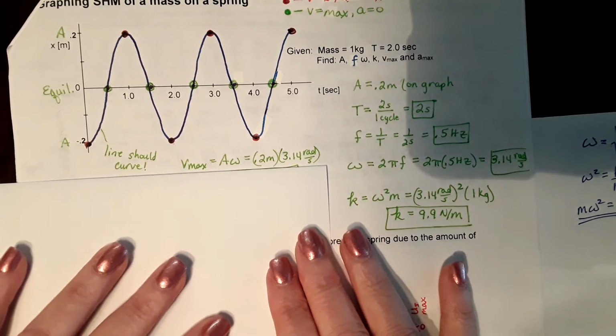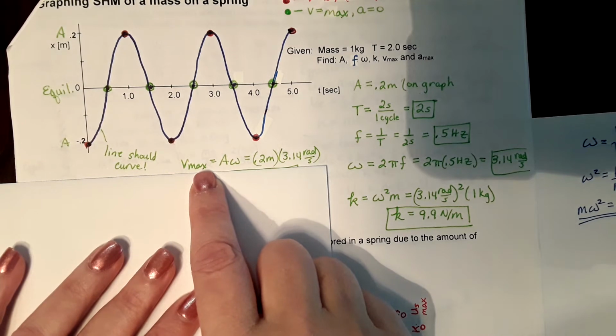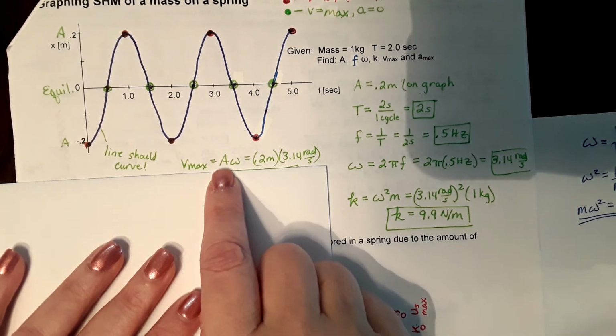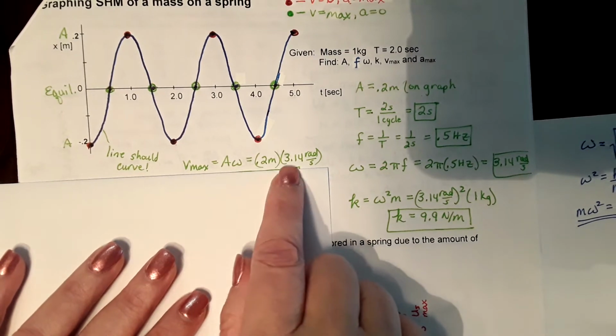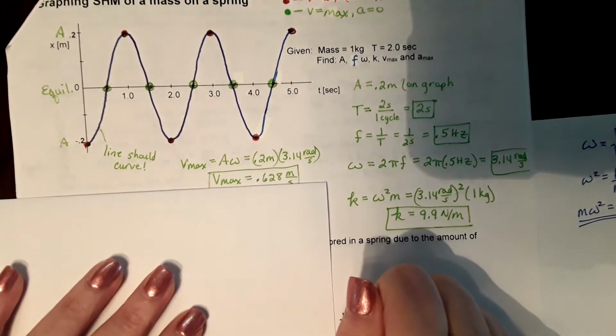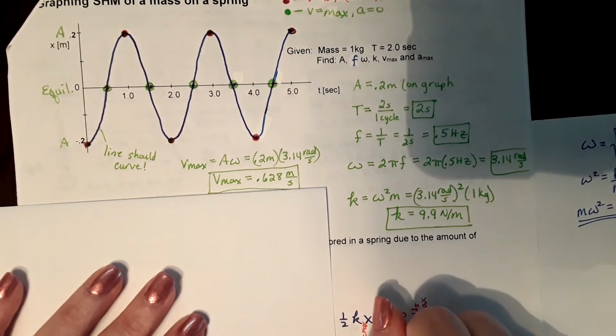Okay, well, the velocity is a maximum when the cosine of the angle drops to 1. So we get A times omega times the cosine of 0, and you get 1. So A times omega is 0.2 times 3.14 radians per second. You get 0.628 meters per second.